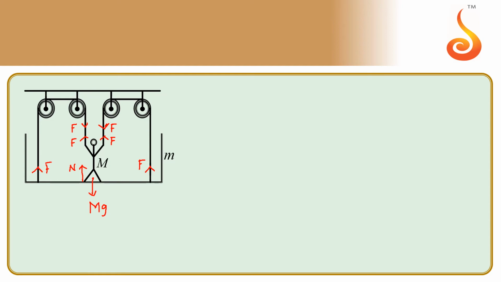So for the man, if we write the free body diagram, the two ropes will apply F and F in the upward direction, and normal is in the upward direction, his own weight is in the downward direction, and the whole system is moving upward with acceleration A. Therefore we can write 2F plus N minus Mg equals Ma. Let it be equation 1.